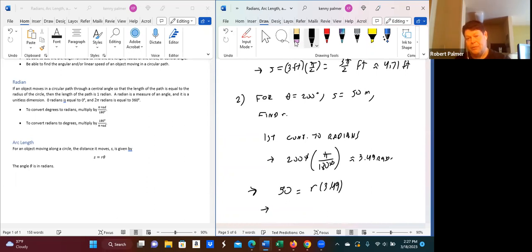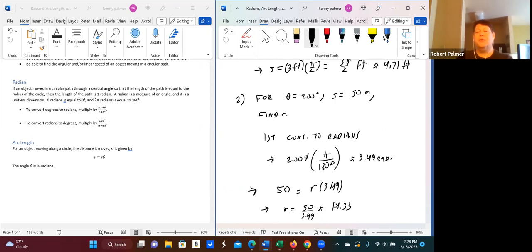That's a 5 there. Make sure that's clear. Doesn't look like an S. There we go. So R is going to be 50 over 3.49. Once you either use your calculator or Desmos, I'll just use the calculator in this case. So 50 divided by 3.49 is equal to about 14.33, to 2 places.